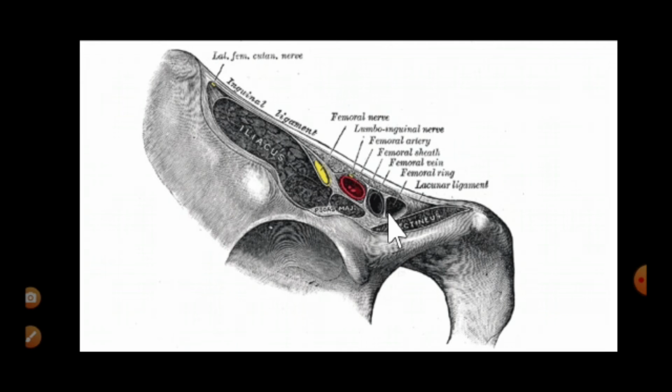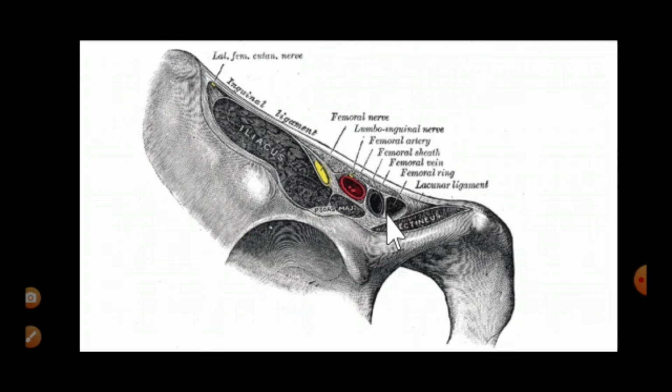Okay, in this picture what we are seeing here is the fascia transversalis anteriorly, fascia iliaca posteriorly, and the three compartments of the femoral sheath. Here we have the lateral most compartment, in which you can see the femoral artery and the femoral branch of the genitofemoral nerve, the intermediate compartment in which we have the femoral vein, and the medial most compartment, that is the femoral canal, and the opening of this femoral canal is called the femoral ring.